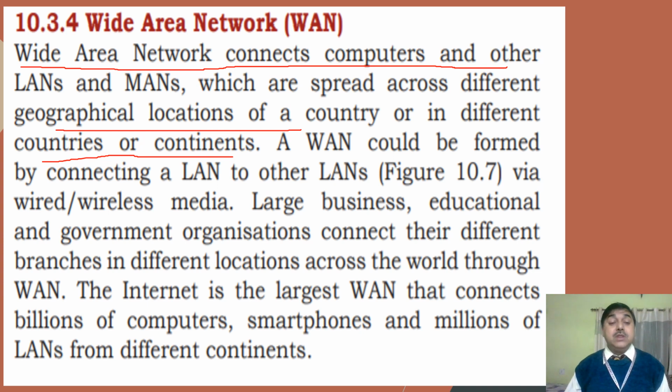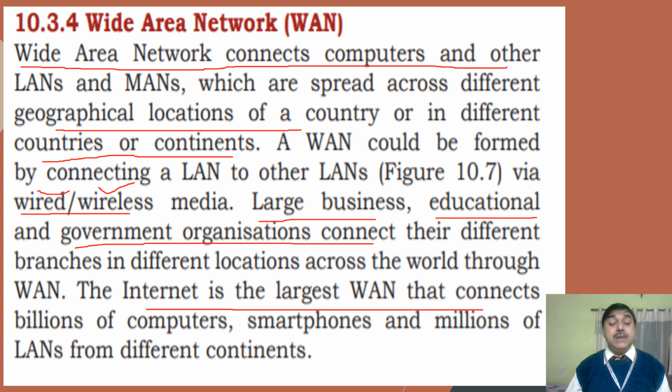This can be done in both ways, wired and wireless. Basically, we go for the wireless connectivity system, but in some places it is also a wired connectivity system, where the government gives you authorization, like when you want to run a large business or an educational institute, or connect a government organization with different branches worldwide. The internet is the largest WAN connectivity system, where billions and billions of computers and smartphones are connected, and millions of LANs are being developed to connect with a WAN.